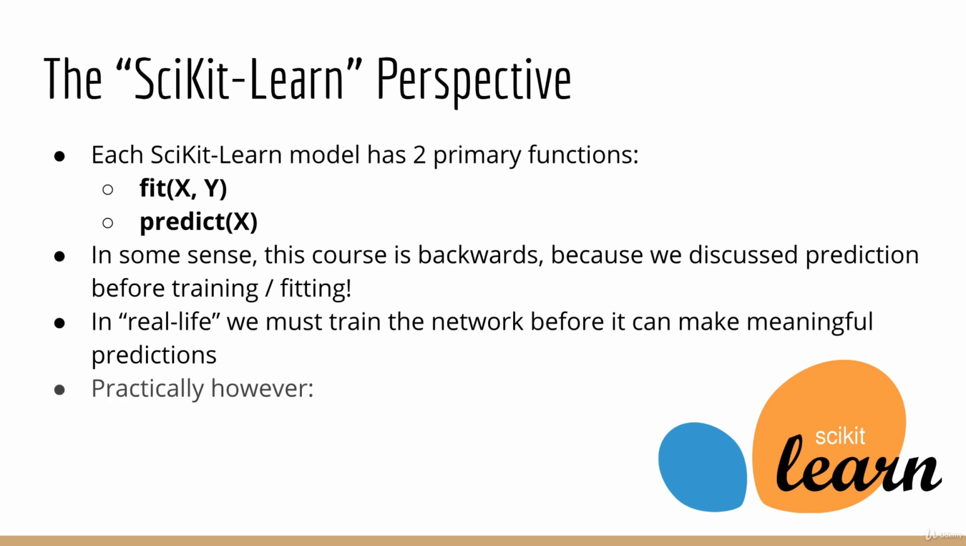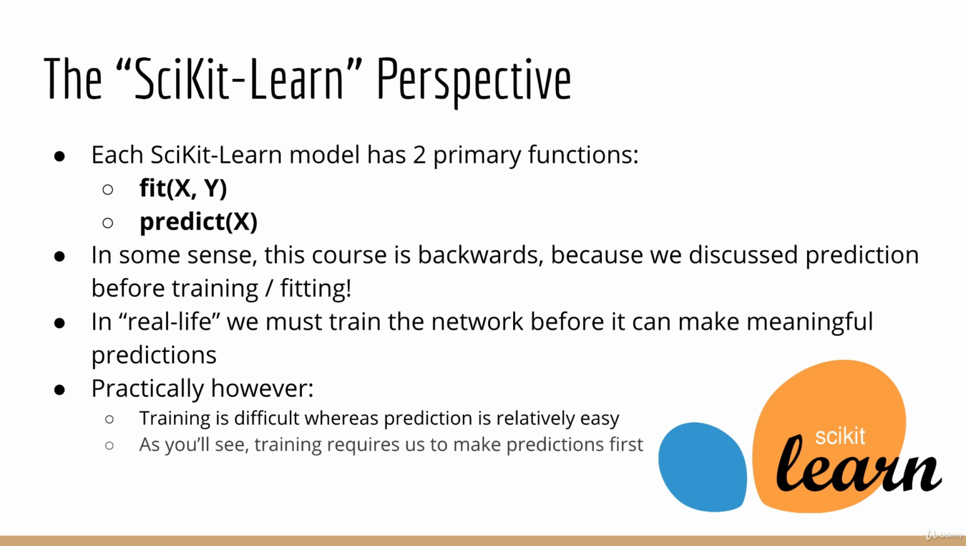Of course, practically speaking, it's obvious why we would want to do this, because training is difficult, whereas making predictions is relatively easy. But not only that, you'll see that training actually requires us to know how to make predictions in the first place. So basically what we're saying is, the previous section of this course talked about what would go inside the predict function, and this section is all about what goes inside the fit function. And as we discussed previously, this involves finding the right weights for the neural network.